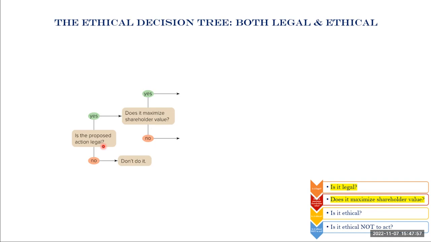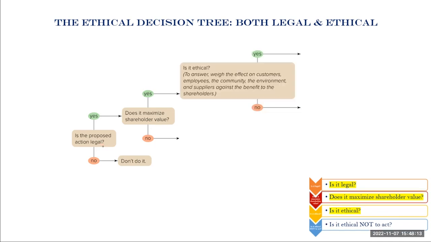Suppose in your reasoning and your research, you find that the proposed course of action does, in fact, add value to shareholders. What do you ask next? The next question to ask is, is the proposed course of action ethical? At this point, you may want to ask, does this act positively impact other stakeholders? Does it affect the customers, employees, the community, the environment, and suppliers against the benefit to the shareholders?